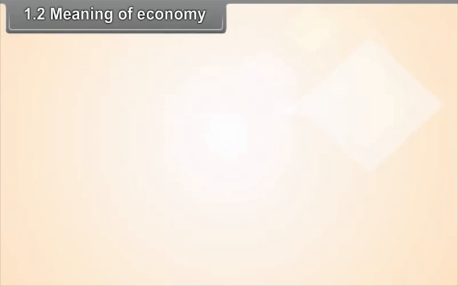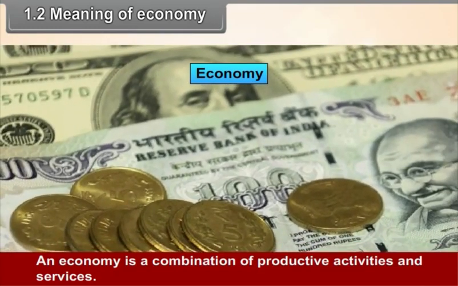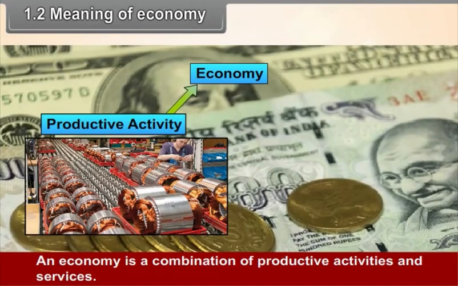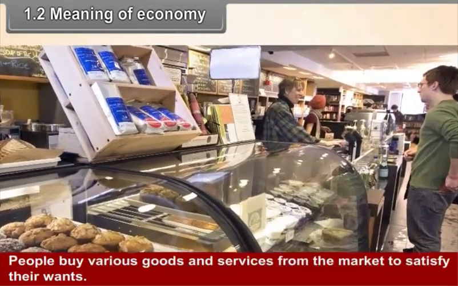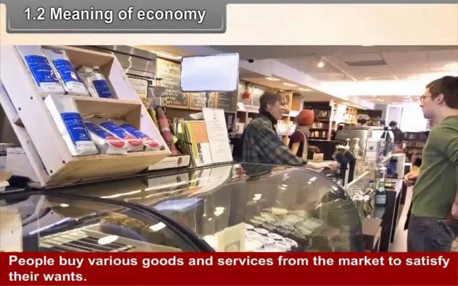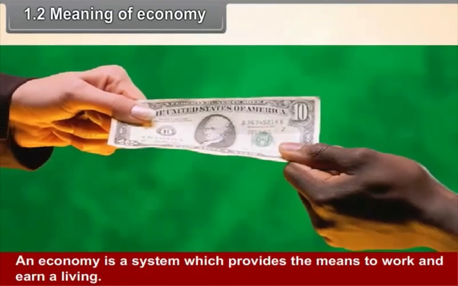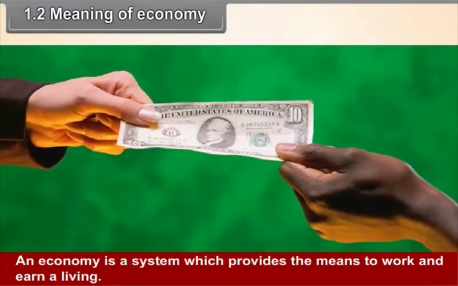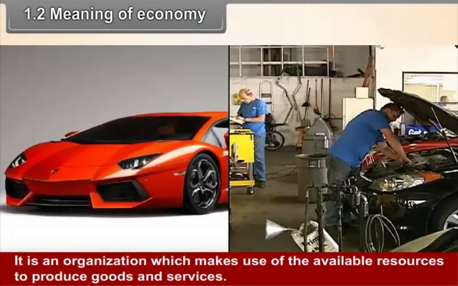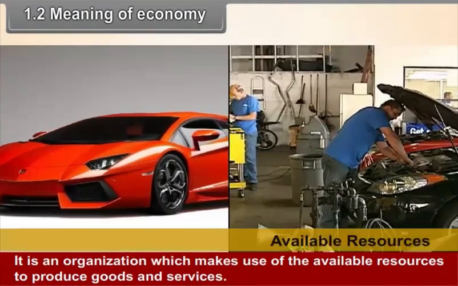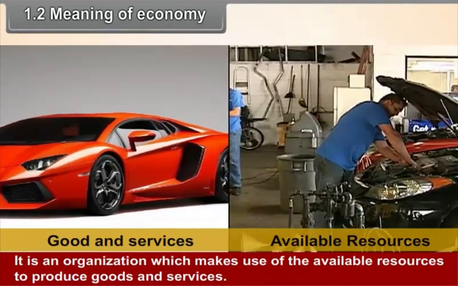1.2 Meaning of an economy. An economy is a combination of productive activities and services. People buy various goods and services from the market to satisfy their wants. An economy is a system which provides the means to work and earn a living. It is an organization which makes use of the available resources to produce goods and services.